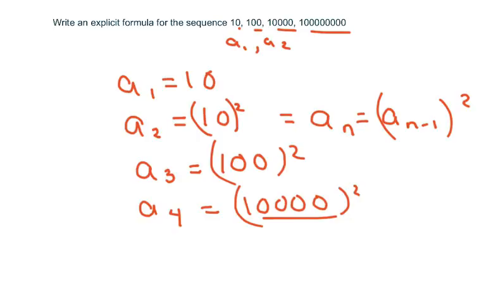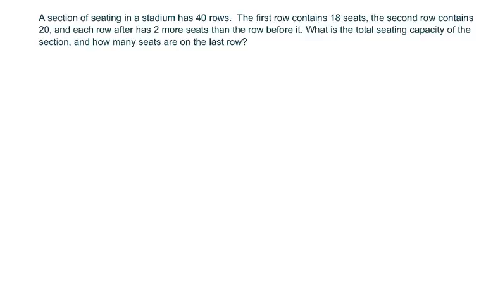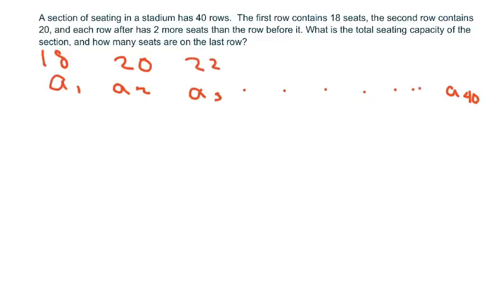Now, the next one is a word problem. We have 40 rows, so that basically means we're going from a_1 all the way to a_40. On the first row it's 18, the second row is 20, and it says it has 2 more seats, so that'd be 22 all the way down to a_40. So we want to know how many seats are in the last row.